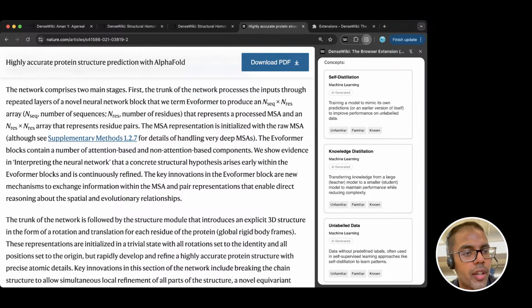It produces an array of number of sequences by number of residues that represents a processed MSA, and then a residue by residue array that represents residue pairs. Okay, the MSA representation is initialized with the raw MSA. The Evoformer blocks contain a number of attention-based and non-attention-based components.